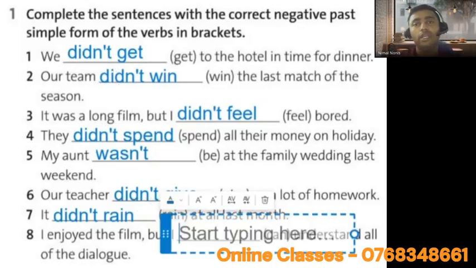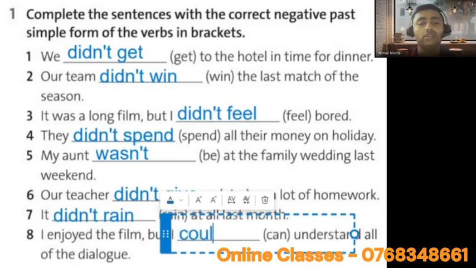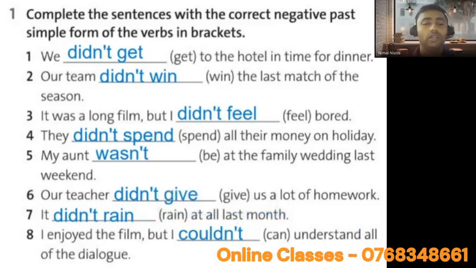So can, what's the past of can? It's could. The past tense of can is could. And if you want to write it in the negative, could not. I could not understand all of the dialogue. Could not can be contracted into couldn't. I enjoyed the film, but I couldn't understand all of the dialogue.